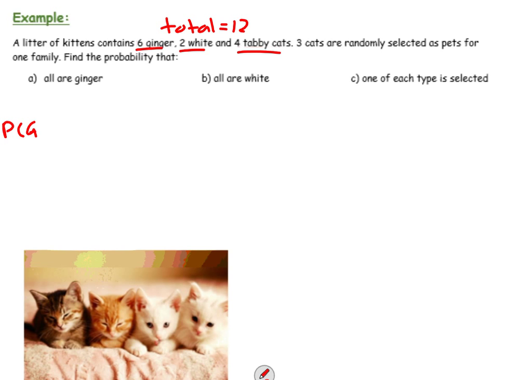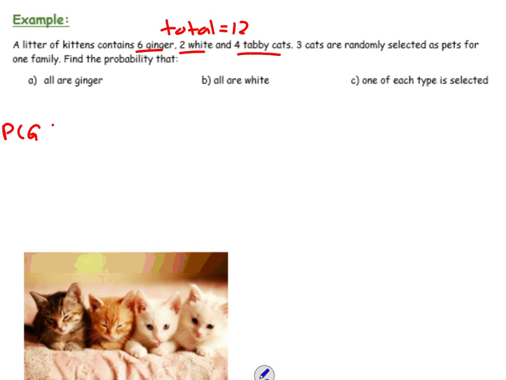So I'll just write that quickly here because I'm running out of space. Probability GGG. To be honest, if you want to, you can just write it really quickly like this. GGG. Probability of ginger. So to begin with, there was 6 ginger. So there's 6 out of 12 that are ginger, and it's an AND, a ginger and a ginger and a ginger.